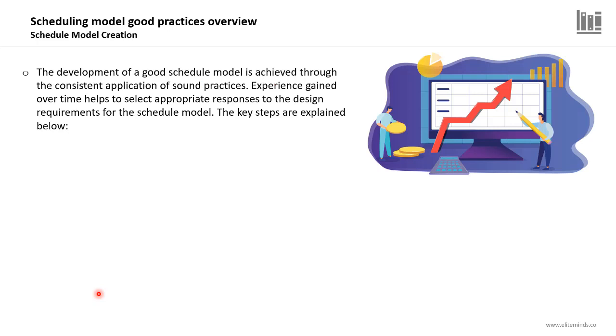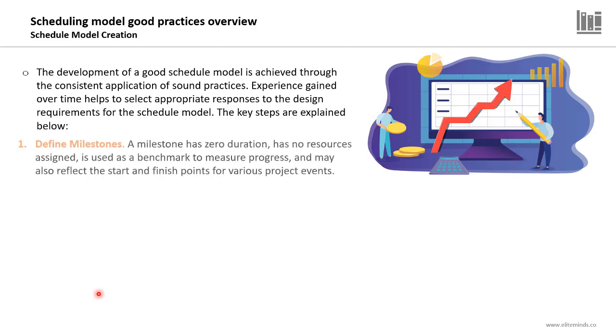The development of a good schedule model is achieved through the consistent application of sound practices. Experience gained over time helps to select appropriate responses to the design requirements for the schedule model. So we need to develop a good schedule model that will facilitate the success of the project and will assist the project management team in monitoring the project execution and the project progress. Now, what are the key steps of developing the schedule model?